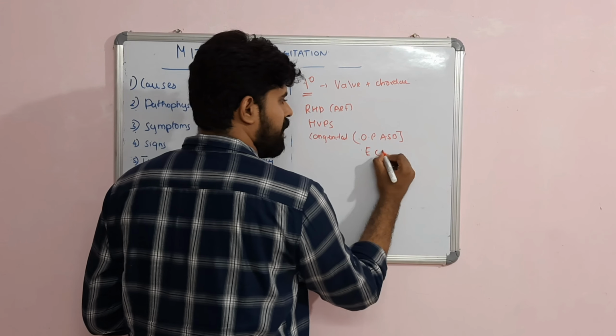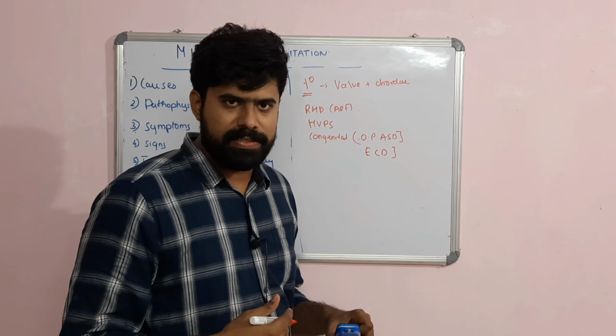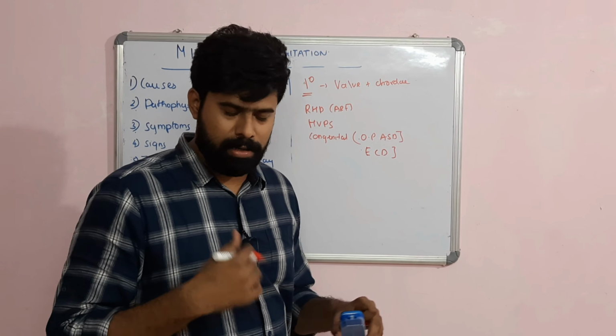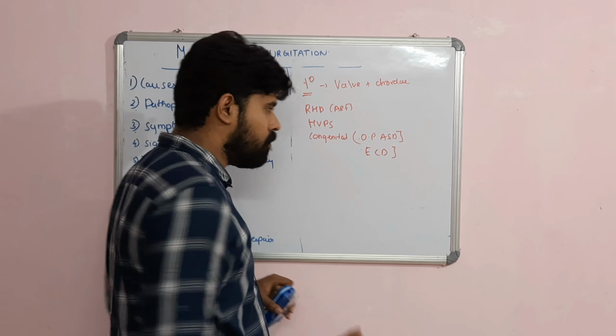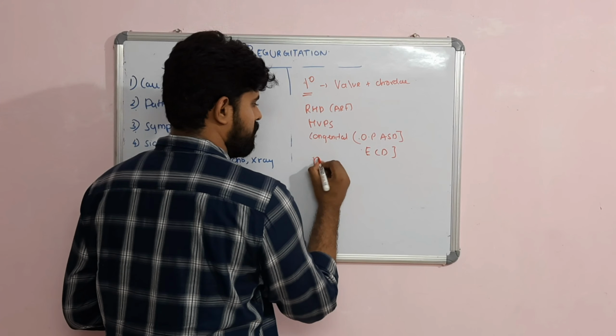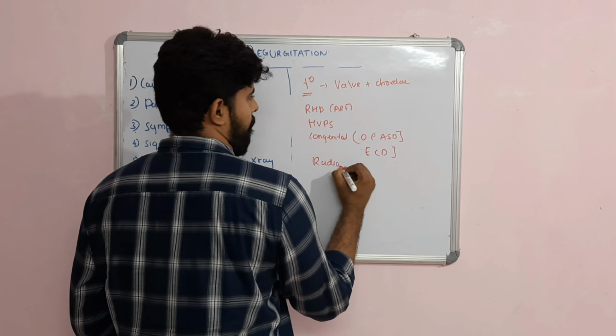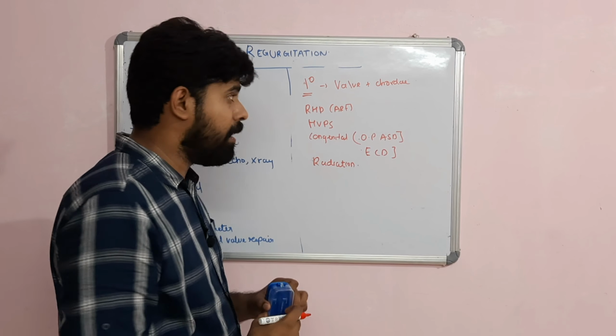endocardial cushion defect. This endocardial cushion defect will have ASD, VSD, MR, AR, MR, TR. It is a combination of all those things. And the other causes include trauma and radiation. These are the common causes of a chronic primary MR.